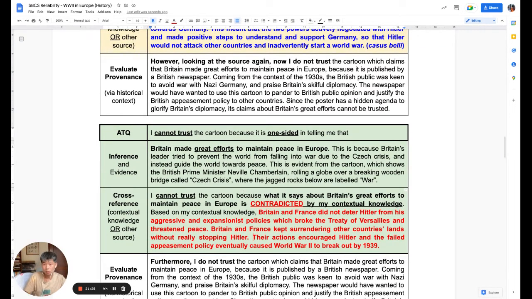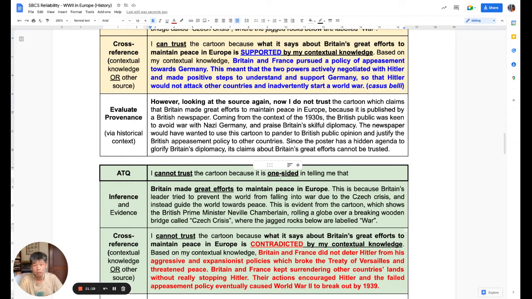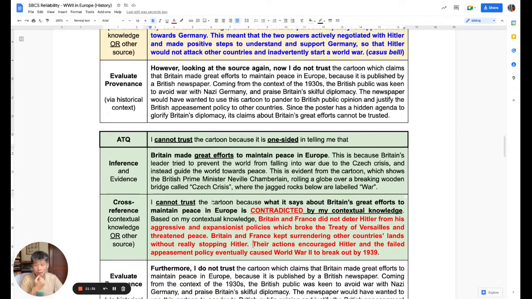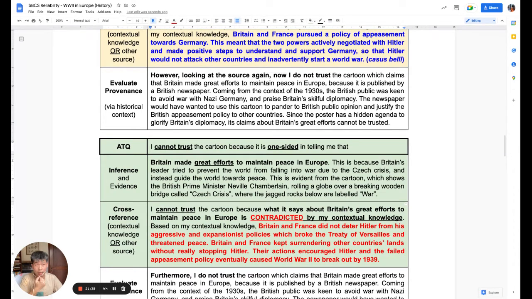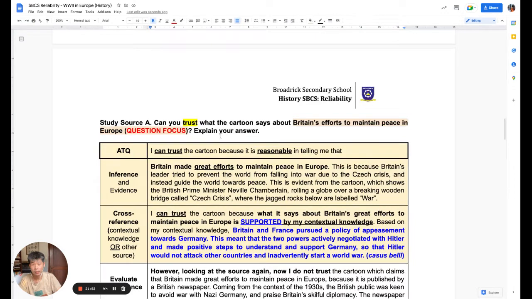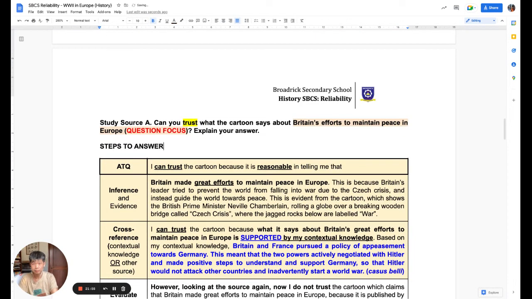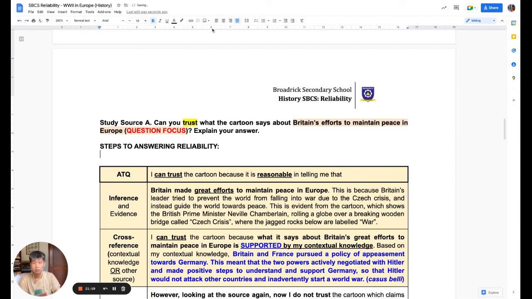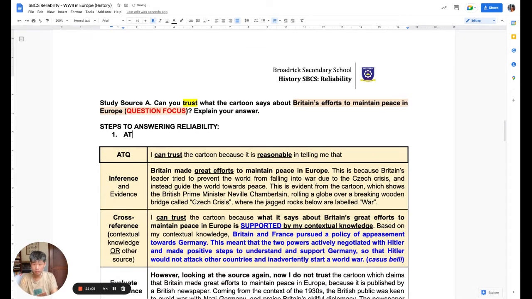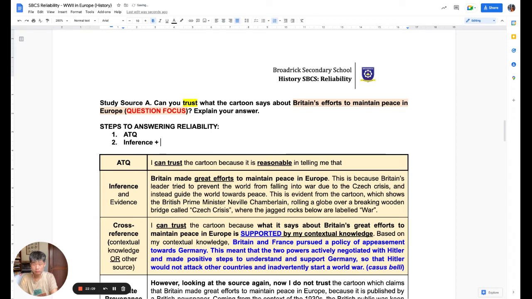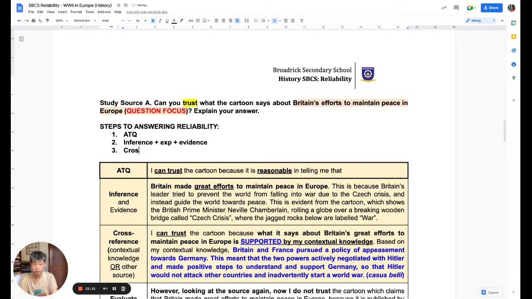And so what are the steps when we do a reliability question? So first of all, before I carry on, you don't have to write both can trust and cannot trust. You don't have to write both sides. In this example on the worksheet, I gave you both sides of the answer because I want to establish how you would write either side. In an actual question, you only choose one side to write. You choose the side that you believe in. And so the steps to answering reliability: first you ATQ, then you establish the inference, and then you do a cross-reference.